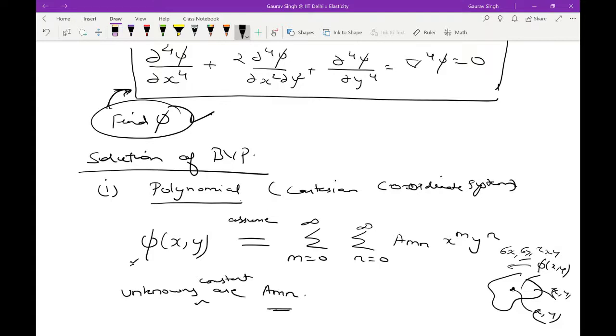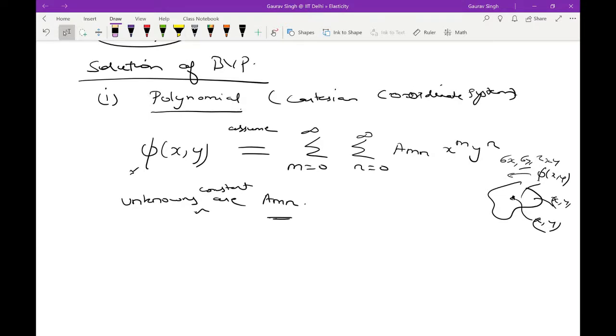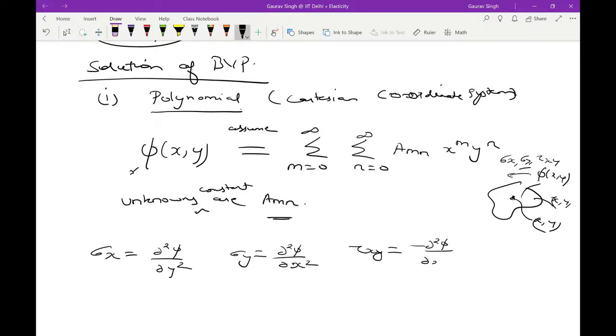So how do you go about solving this? Let's take the stress functions for a zero body force. Okay. So sigma x is equal to d2 phi by dou y square. Sigma y is equal to dou 2 phi by dou x square, and tau xy is equal to minus of dou 2 phi by dou x dou y. Okay, this is for zero body forces.